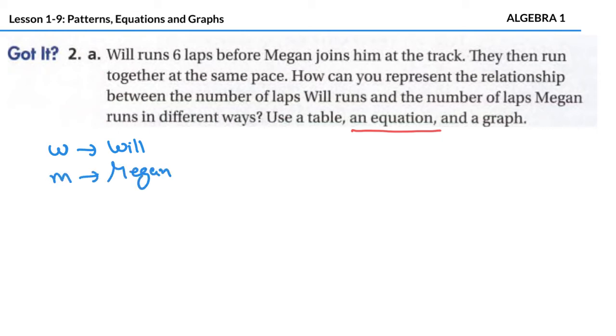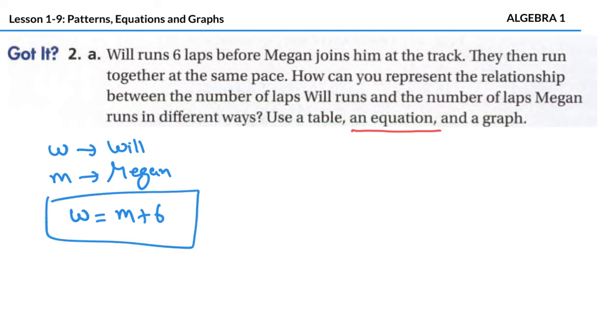Now the question says Will runs 6 laps before Megan joins him at the track. So Will always runs 6 laps more than Megan. So the equation will be W is equal to M plus 6. Did you get this as an equation? Great, you're going fine, right?